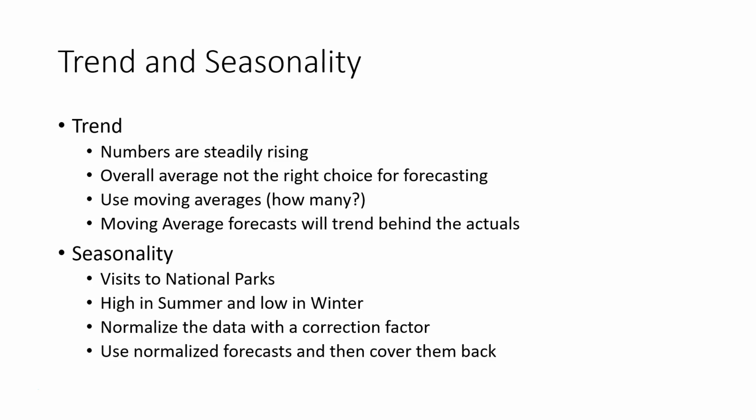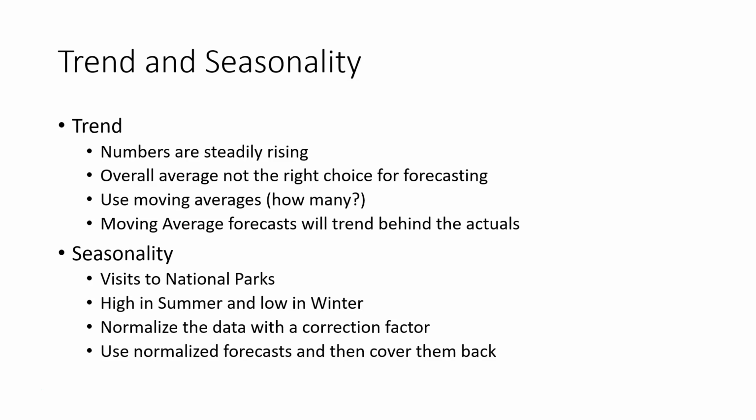Moving average forecasts will typically trend behind the actuals. If you have a data set that is trending upward or trending downward, and you're using moving averages, which is the average of the last 6, 12 months, whatever choice you make, the estimates that you make will actually lag behind the actuals because it's going to take a while for that average to catch up.